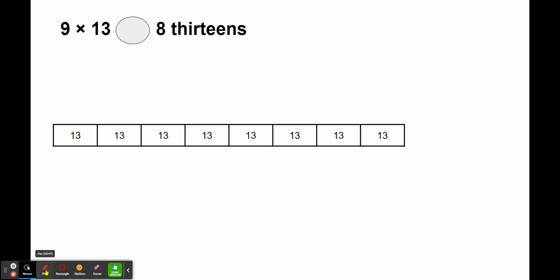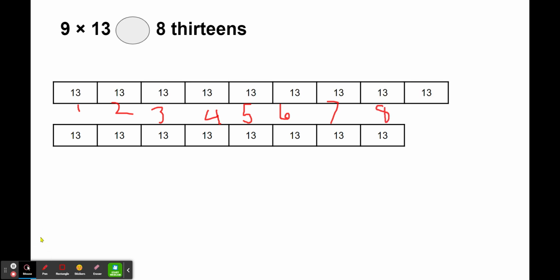All right, now let's go ahead and take a look at this. So I have 9 times 13, and then I have 8 13s. And so we're going to try and figure out which one is greater than and which one's less than, right? So right here I have 1, 2, 3, 4, 5, 6, 7, 8 13s. Now if I add one more, 9 13s is just like one more 13. So we can see from here, if I have one more 13, that's going to be greater. So 9 times 13 is greater than 8 times 13, or 8 13s, sorry.